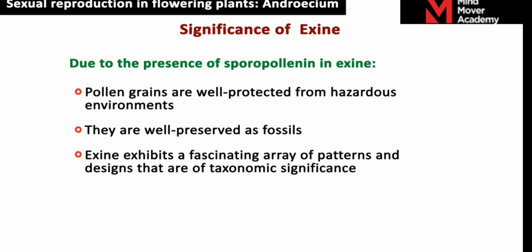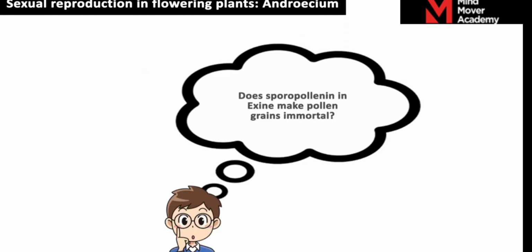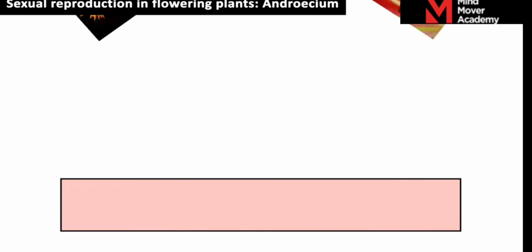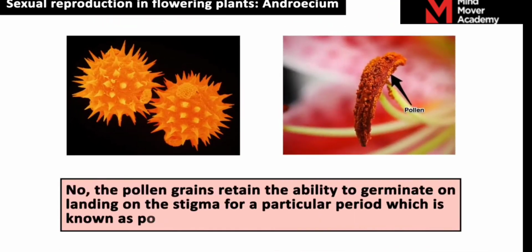The presence of exine should make pollen grains immortal, right? Surprisingly, the pollen grains retain the ability to germinate on landing on the stigma for a particular period, which is known as pollen viability. This period is highly variable and depends on the prevailing temperature and humidity.